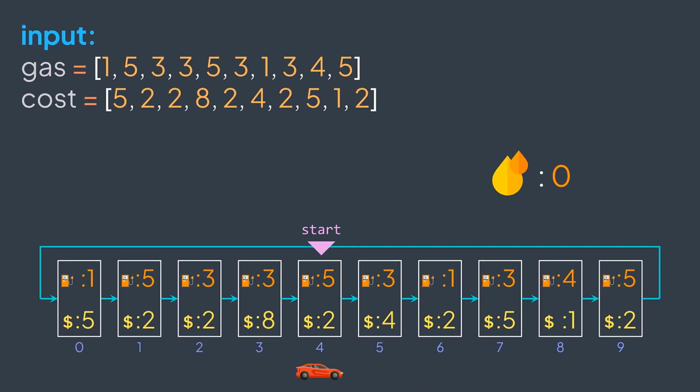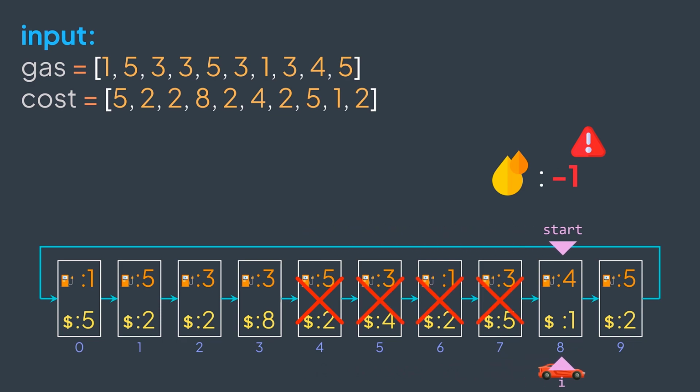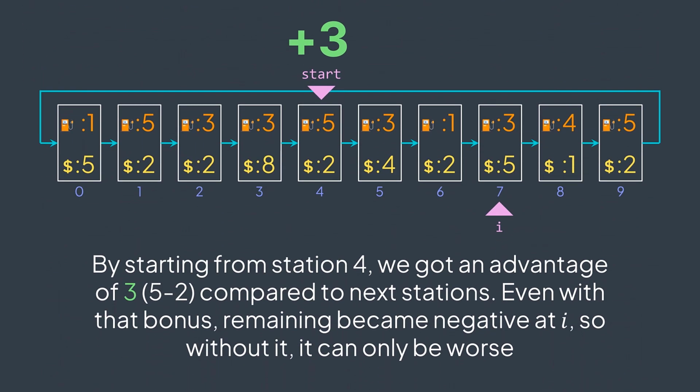For example, here when we start at station 4, remaining becomes negative at index 7. It means that stations 4, 5, 6, and 7 are all invalid. We start again from I plus 1, 8. But why? Gas of start is greater than or equal to cost of start. In our case, the difference is 3. And this 3 is considered as an advantage over starting from next stations. It's like a bonus. By starting from station 4, we have 3 more gas than starting from the next one, station 5. And even with that bonus, we didn't have enough gas to do a full cycle.